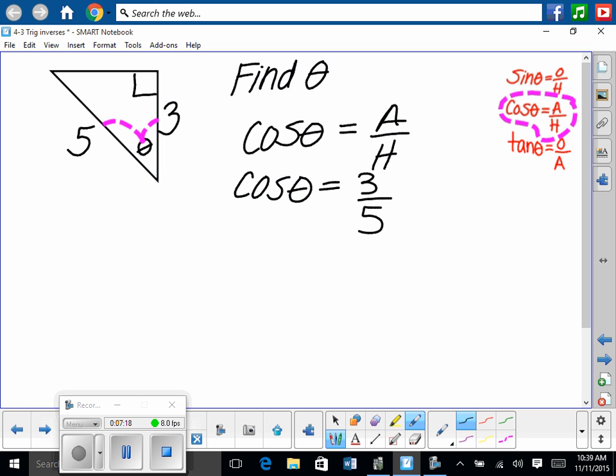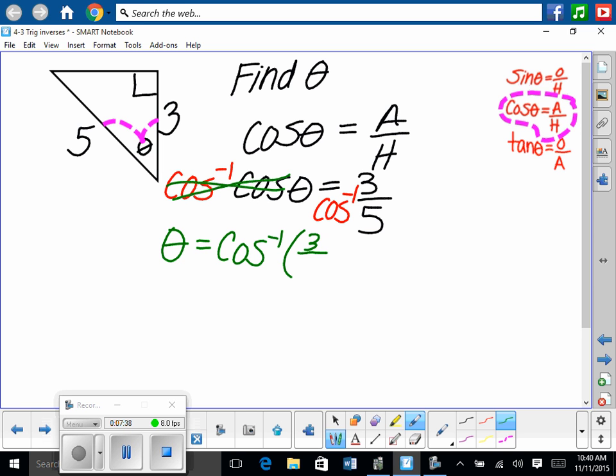Now theta is not alone. We can make it be alone by applying the inverse. So we're going to take the cosine inverse of both sides of the equation. So then cosine inverse and cosine cancel out. We're left with theta is equal to the cosine inverse of 3 divided by 5. 3/5 is 3 divided by 5.